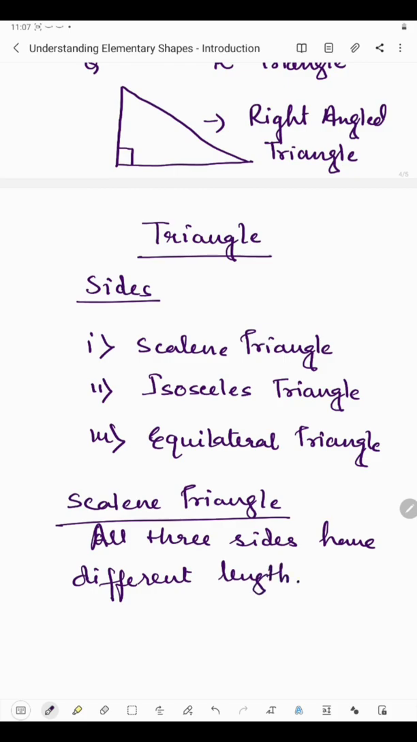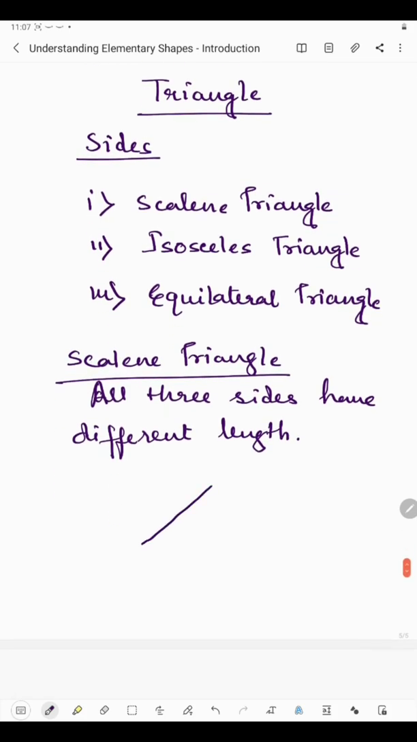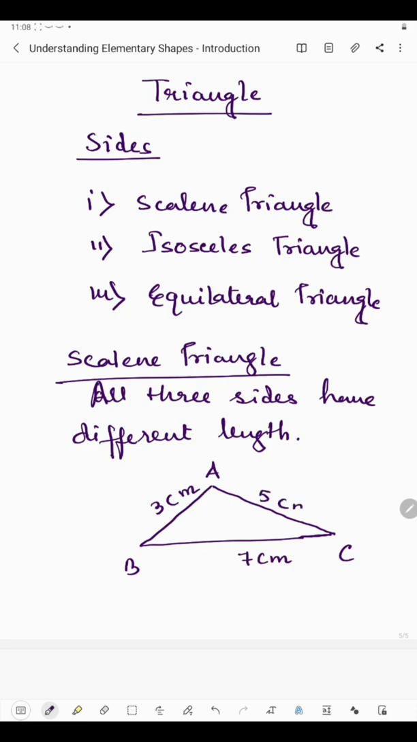Let us draw the figure. If I draw the figure like this, let's name it A, B and C. Suppose this is 3 centimeters in length, this is 7 centimeters, and this is 5 centimeters. So here we can observe that AB, BC and CA are of different lengths. So this is known as a scalene triangle.